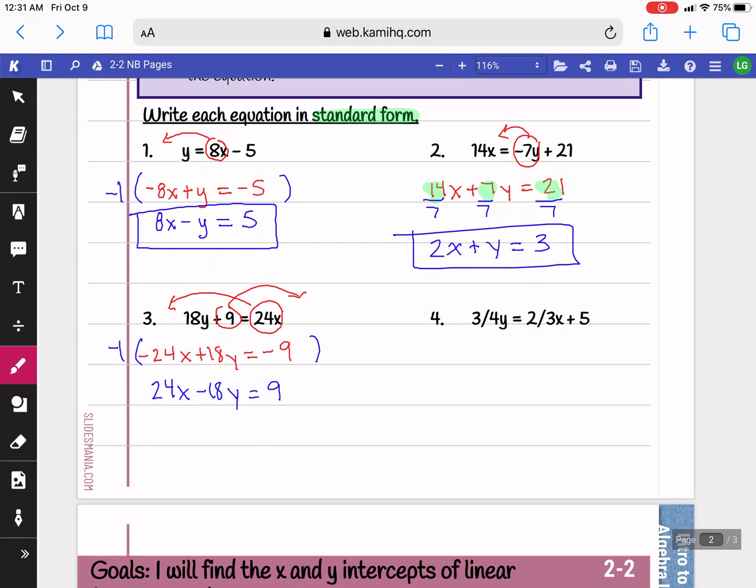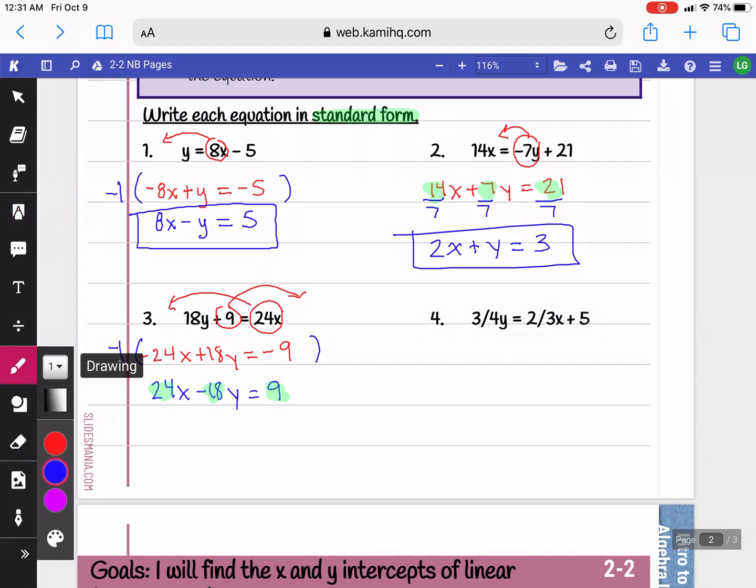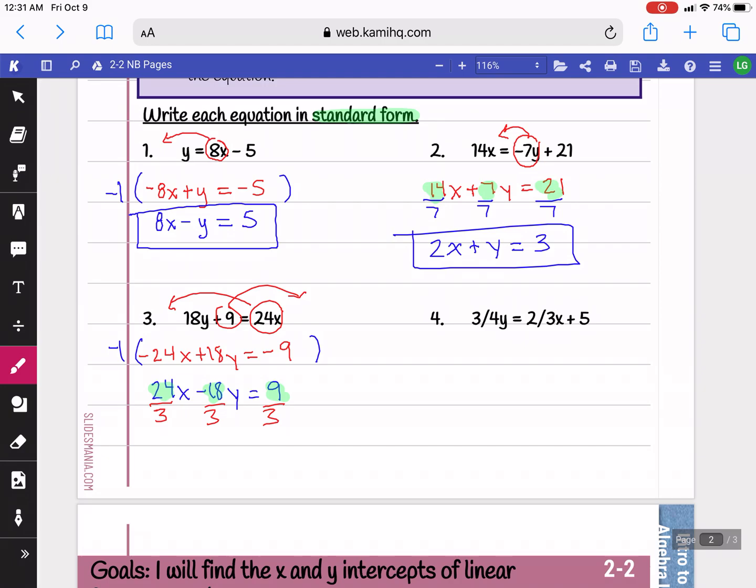Now I want to check to make sure that there's not a common factor. So we look at 24, 18, and 9. Is there a number that all three of those numbers can be divided by? There is. They can all be divided by 3. So I'm going to divide all of these by 3 to make my equation smaller. So I end up getting 8x minus 6y equals 3. And now my equation is correctly written in standard form.